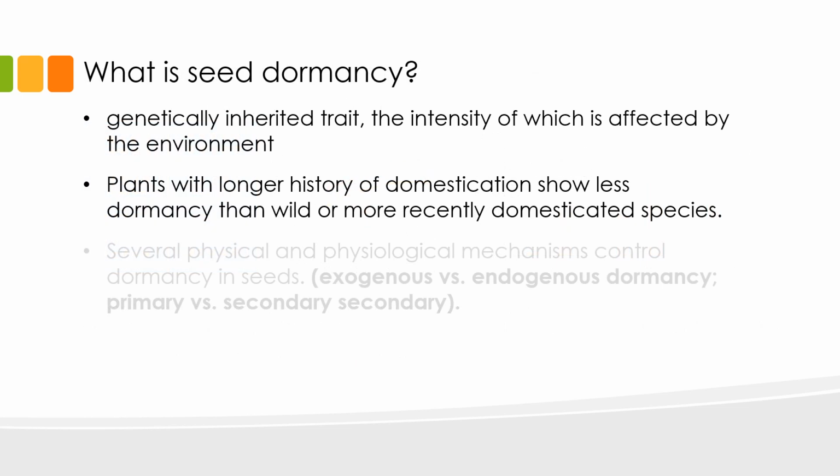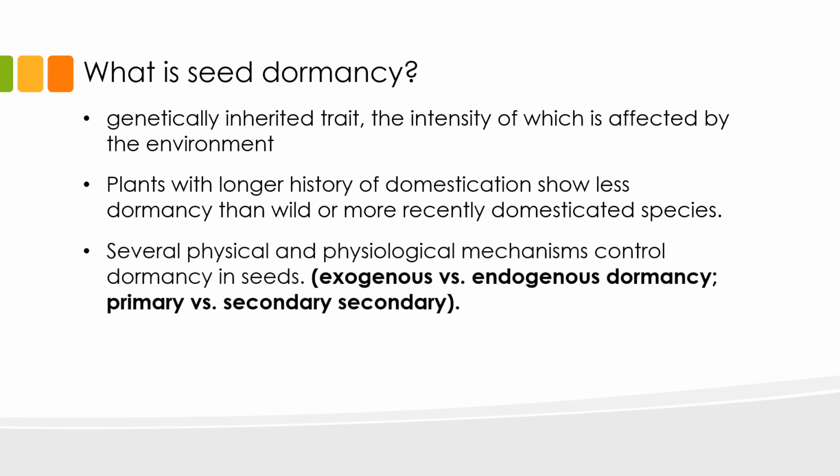There are several physical and physiological mechanisms controlling dormancy in seeds. Depending on various factors, dormancy can be classified as exogenous or endogenous, or primary or secondary. When dormancy is under the control of the different parts of the seed, it can be classified as either exogenous or endogenous. Exogenous dormancy is caused by conditions outside of the seed's embryo. This means dormancy is controlled by the endosperm or the seed coat.